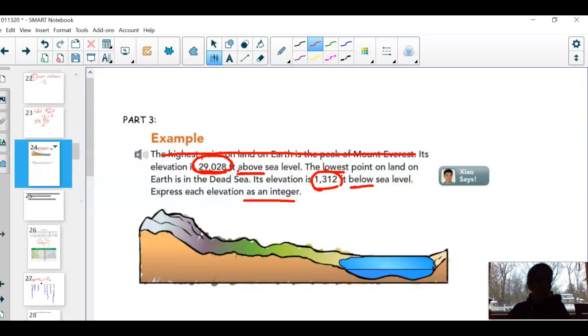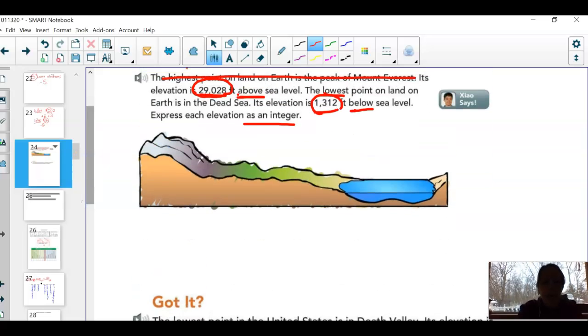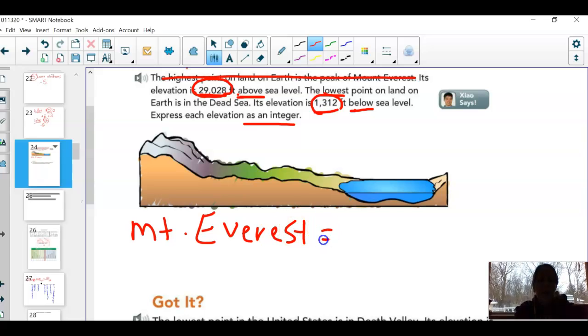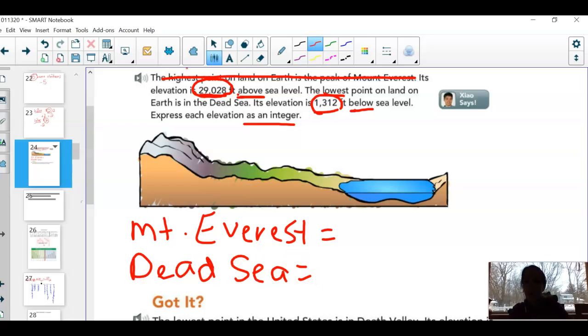Okay, so you're going to try this one, see if you can get it. So you should have 1 for Mount Everest. So write Mount Everest equals, and then Dead Sea equals. Once you have your answer, go ahead and unpause. Write it in the box, and then go ahead and check it.